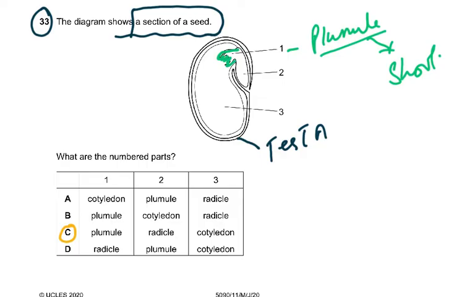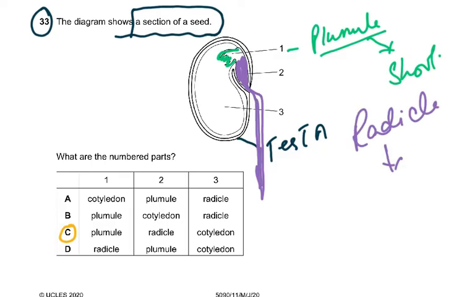And this part, which I'm going to shade in another color, which is labeled 2, is going to grow down and develop into the root. So this is the radicle. And this is going to grow and develop into the root. So it was simple. You had to say 1 was plumule, 2 was the radicle, and 3 was the cotyledons.